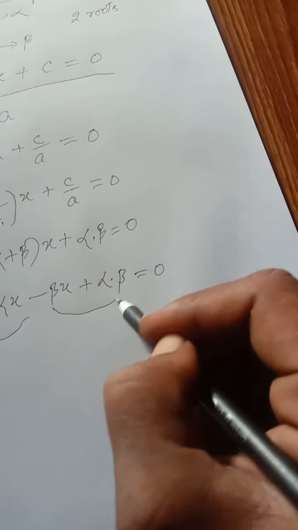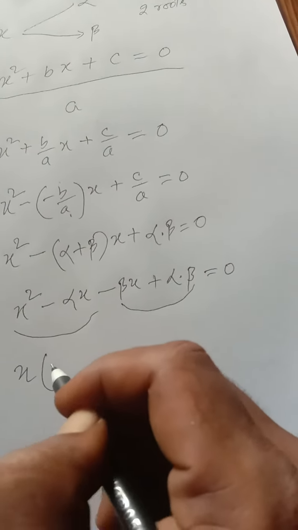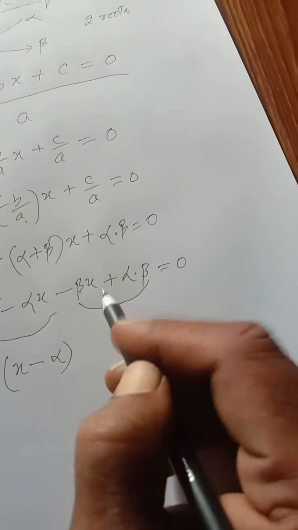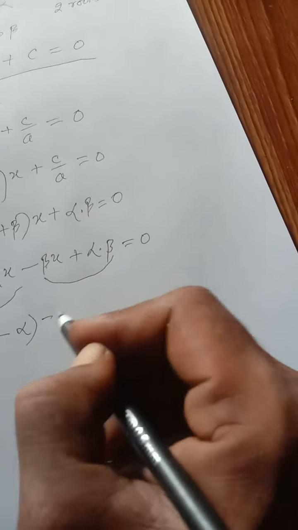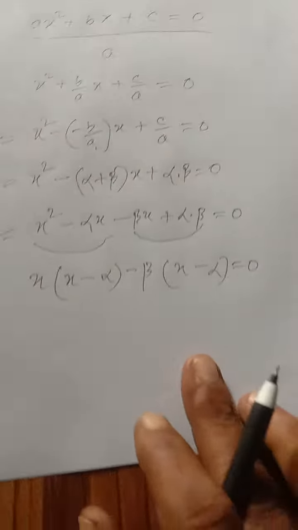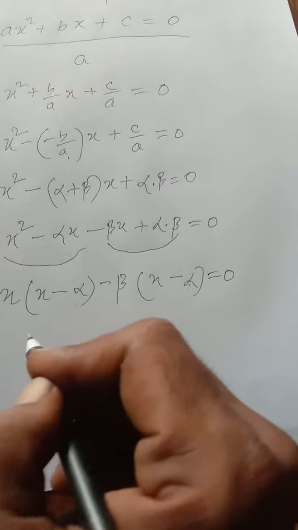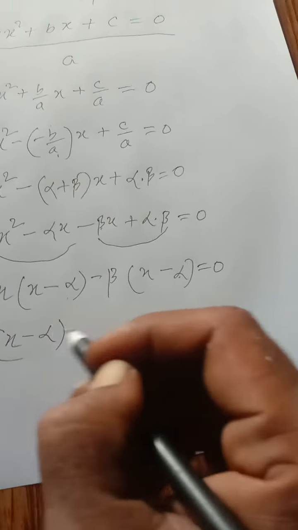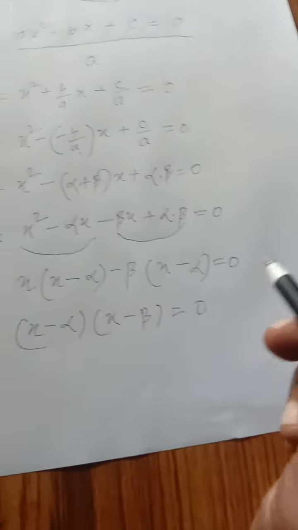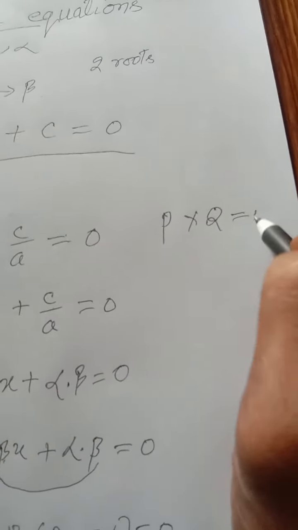Now pair off for the factorization. You can take common x from here, and inside the bracket it will result into x minus alpha, and from here, being a pair, you can take common minus beta, again x minus alpha is equal to 0, right? Here x minus alpha and x minus alpha, you take common from the entire structure x minus alpha, then remaining x minus beta is equal to 0.